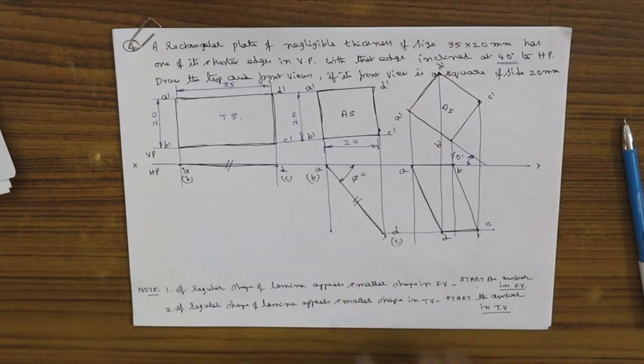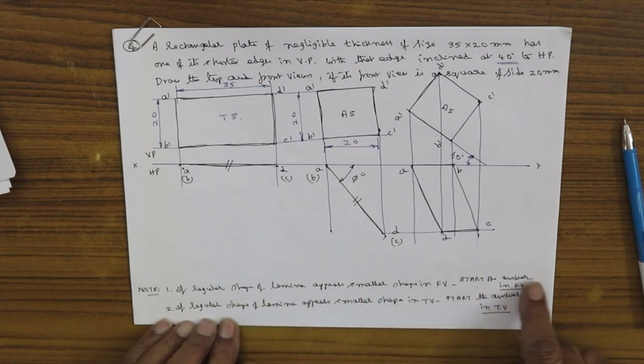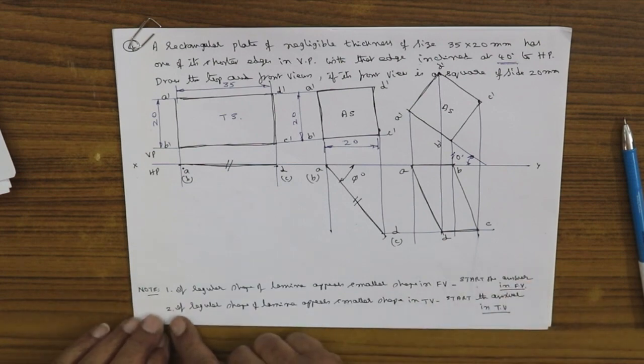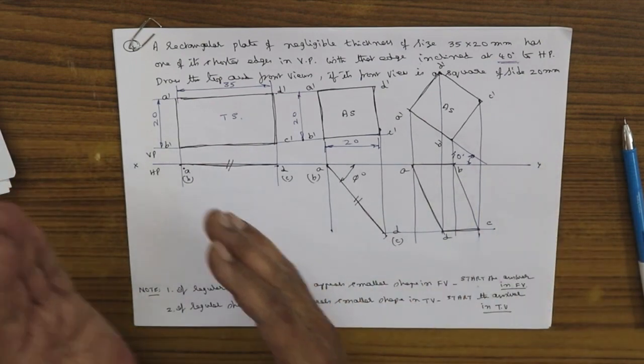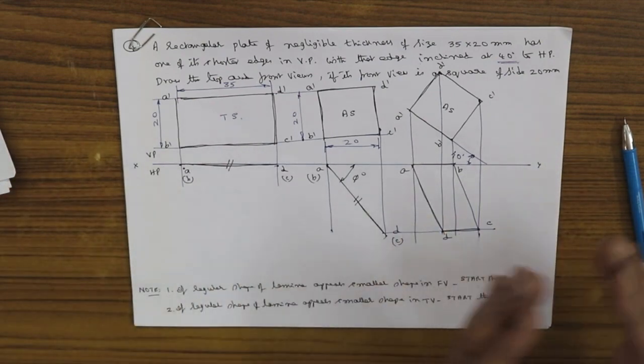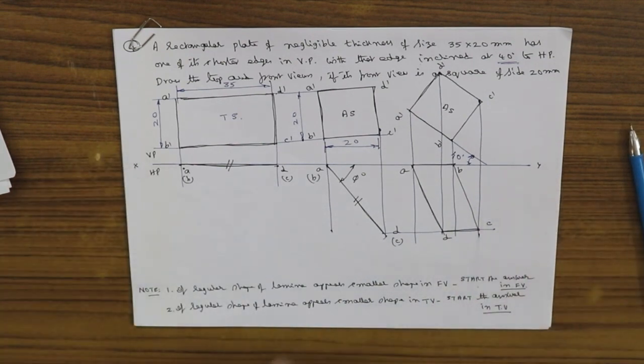I have given a note for such problems. If a regular shape of lamina appears smaller in the front view, start in the front view. You should remember this. If a regular shape of lamina appears smaller in the top view, you should start with the top view. This will help you how to start the figure, how to go about with the apparent view, then tilt the apparent view.